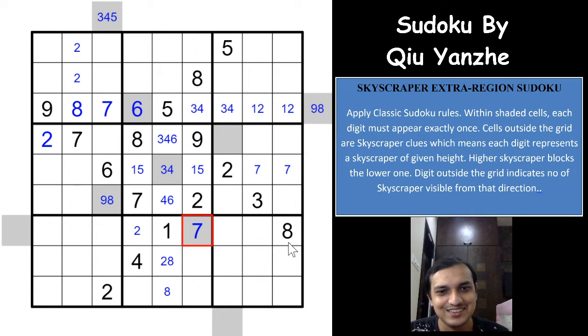Excellent. What an excellent way to go about this Sudoku, guys. Oh, we missed a simple deduction here. 8 and 8 will get you an 8 here, right? Which means 8 and 8 will give you an 8 in one of these 2 cells.